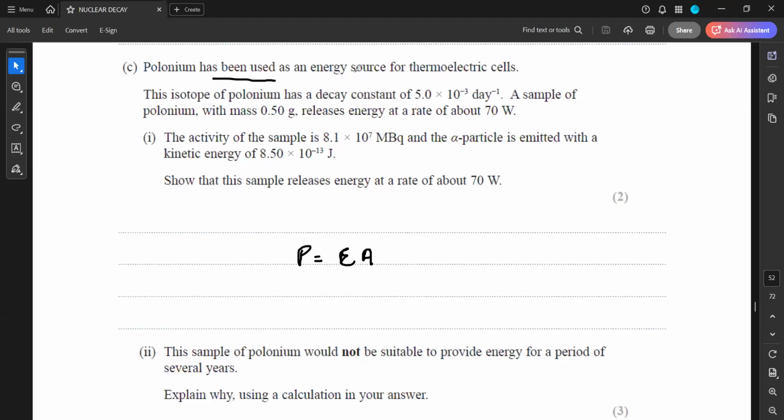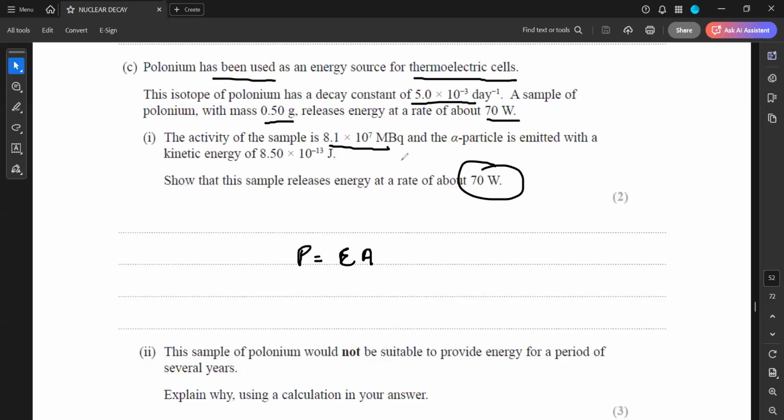The question is: polonium has been used as an energy resource for a thermoelectrical cell. The isotope of polonium decays with a decay constant of 5 × 10^-3 per day. A sample of polonium with a mass of 0.5 gram releases energy at a rate of about 70 watt. The activity of the sample is 8.1 × 10^7 megabecquerel. The alpha particles are emitted with a kinetic energy of 8.5 × 10^-13 joule. Show that this sample releases energy at a rate of about 70 watt.